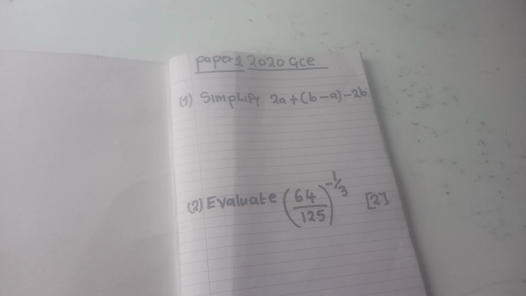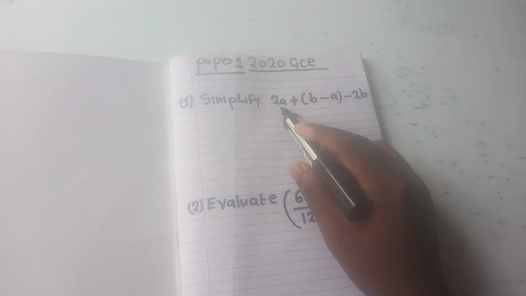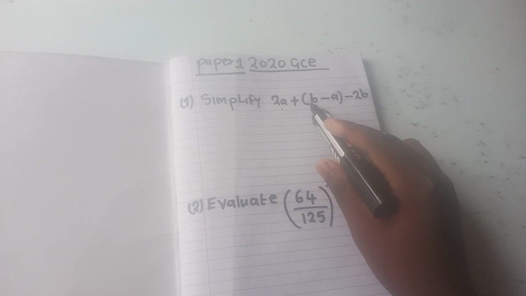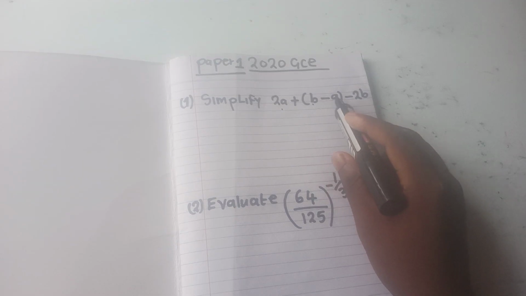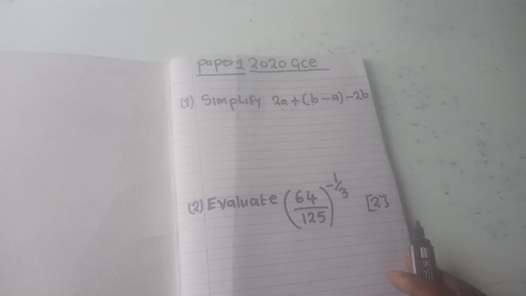This is Mathematics 2020 Paper 1, 2020 GCE Paper 1. And the first question says, simplify. Simplify 2a + (b - a) - 2b. This is the question. So what you do once, just see that it's simplify.